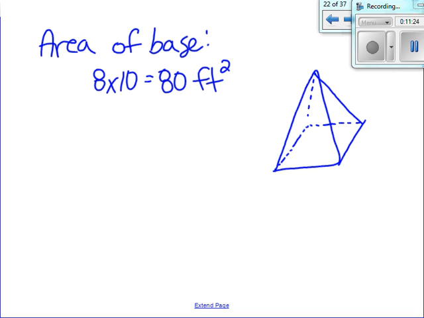Okay, so we found the area of the base, and that's 80 feet. Now I have to find the area of the triangular faces. So if I start to find it using these measurements, things start to become complicated quite quickly. And this is where you have to keep track of what you've done and where you are in your solution.